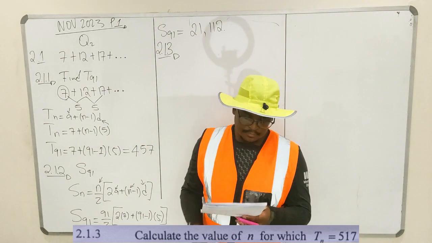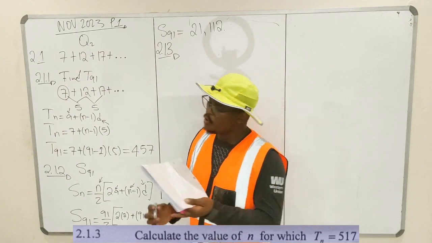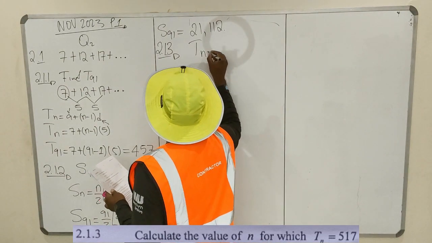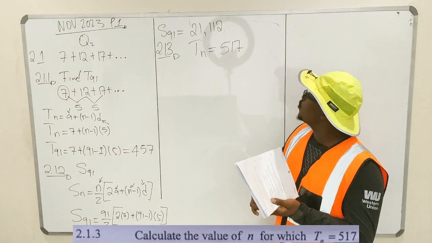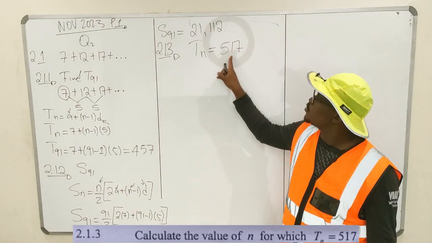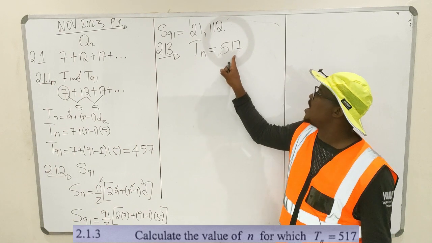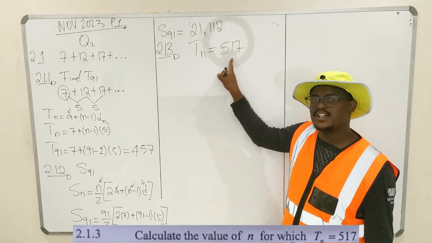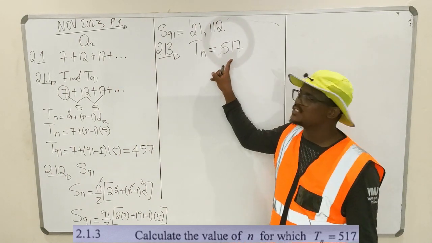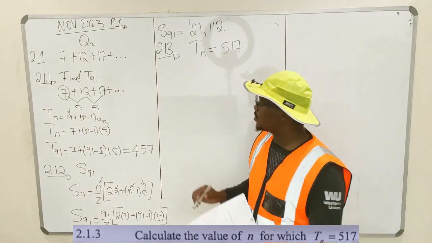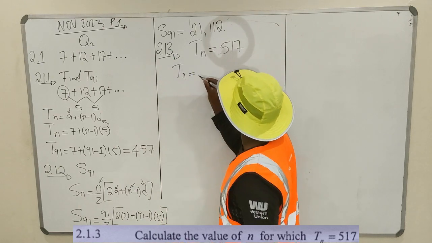What are they saying? Calculate the value of n for which Tn is equal to 517. So we are told that Tn is equal to 517. They want the value of n for which Tn will be 517, which means they're asking what is the position of 517 in your sequence, in your series. You want the value of n. So you have your Tn is that.